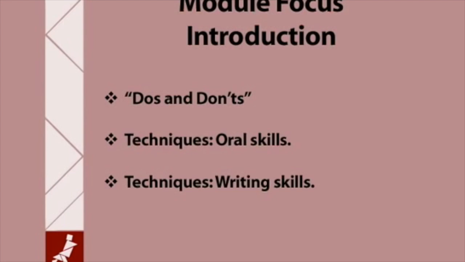In this module, we'll look at some general do's and don'ts for formative learner feedback and some specific techniques for giving feedback on work that students have produced when the primary focus is on oral skills and on writing skills.